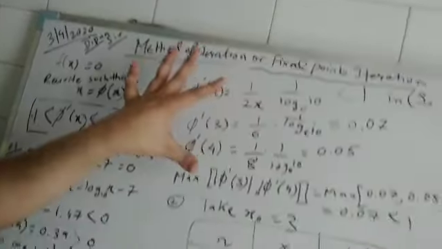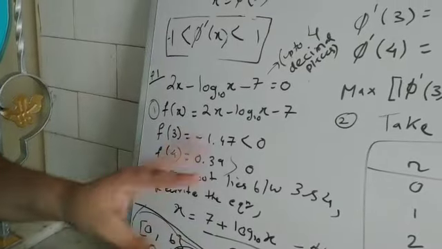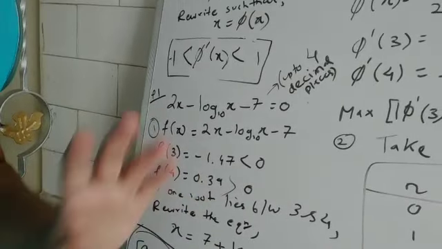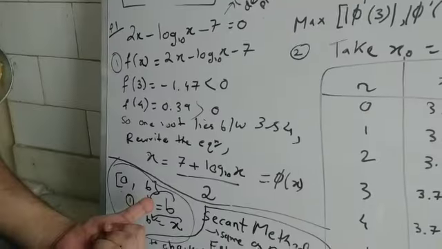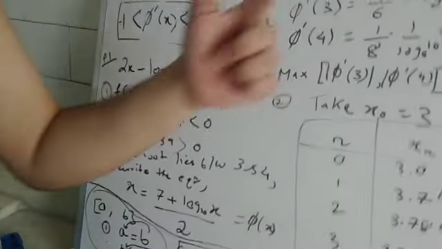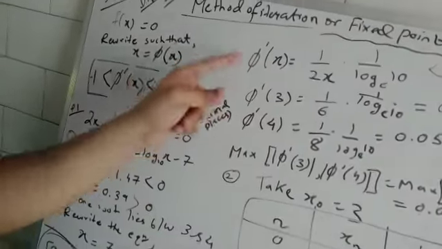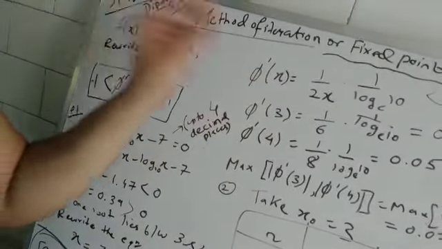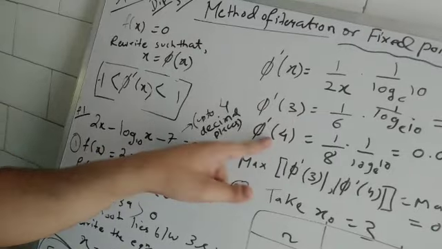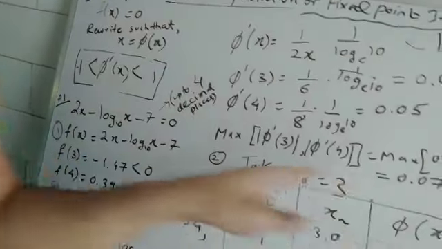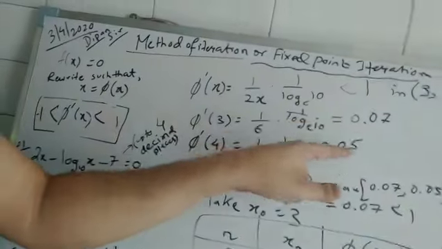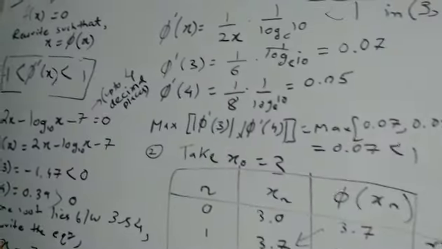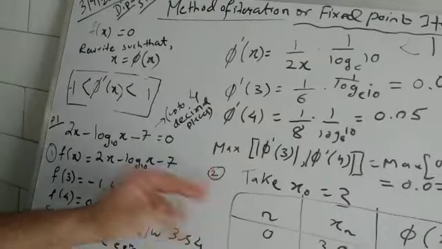Fine. So this is your first step. You need to choose two values such that the function value changes the sign. Then you need to rewrite the equation. Then you need to take the derivative, phi dash x, and put the values of x, your lower limit and upper limit, here. Lower limit is 3, upper limit is 4. Check the sign. Then choose the maximum value of these two and check whether it is less than 1 or not. So up till this I hope it is clear.